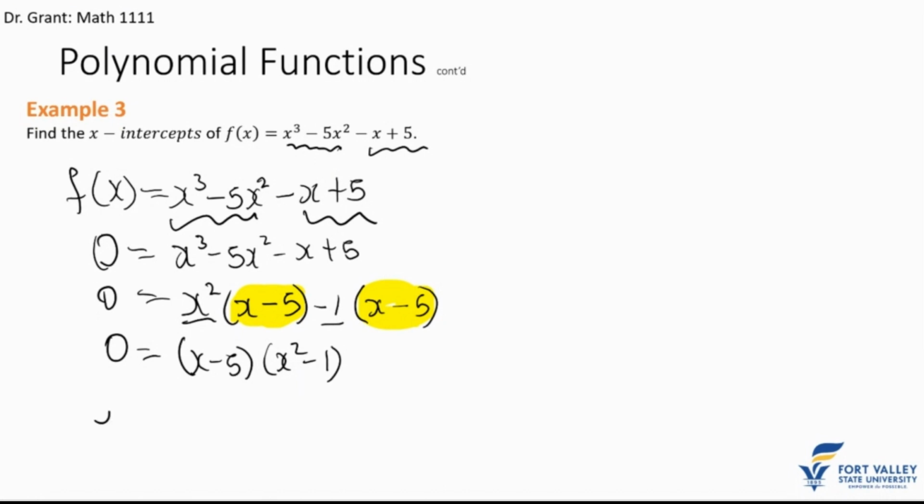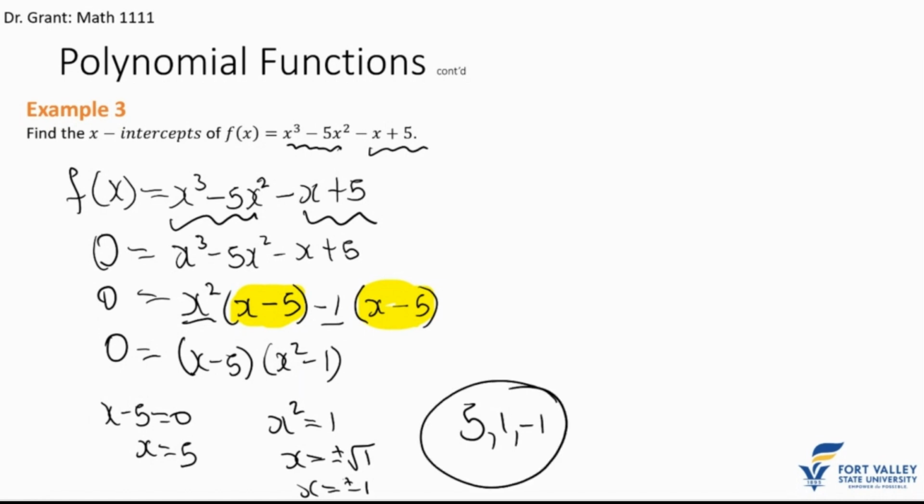So of course, we set each of these equal to 0. So x minus 5 equals 0, which means that x equals 5. And then here we have x squared equals 1. So that means x equals plus or minus square root of 1, which is plus or minus 1. So my solutions become 5, 1, negative 1, which is 3 solutions, which is in line with my degree.